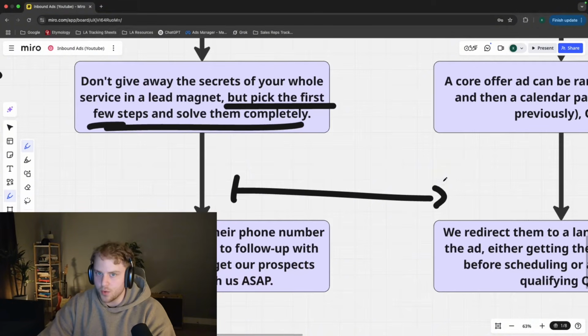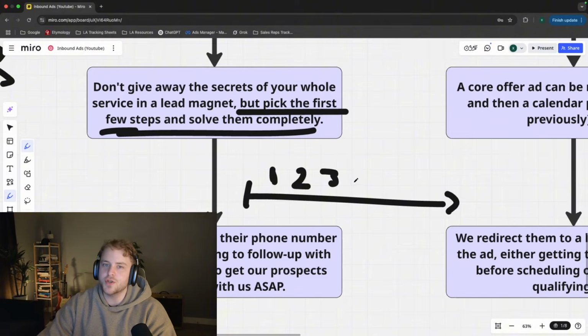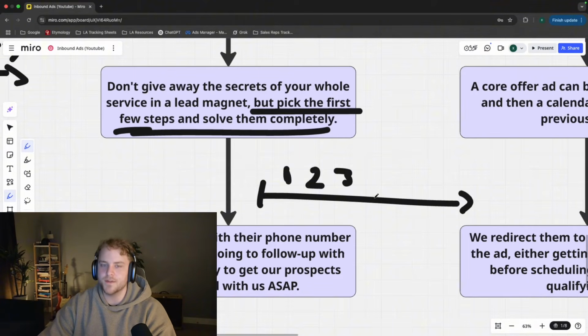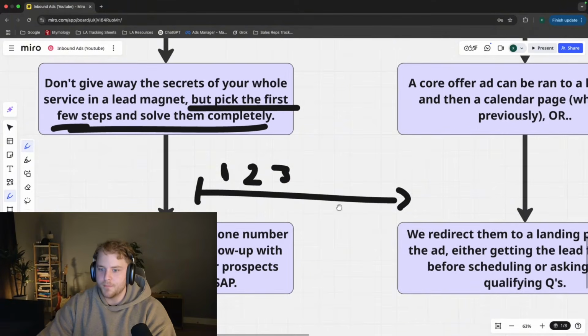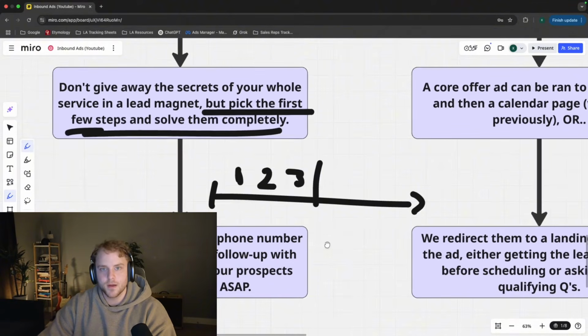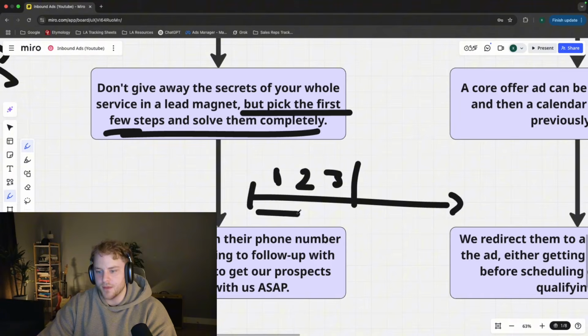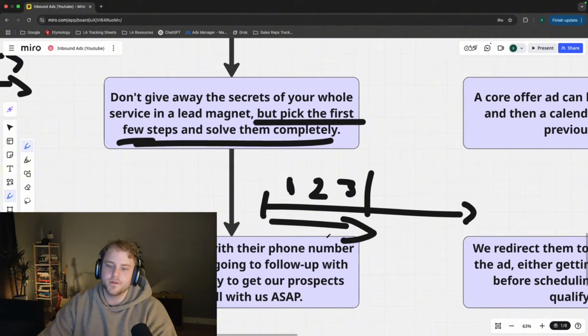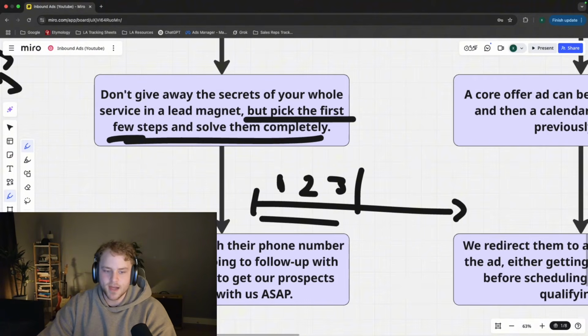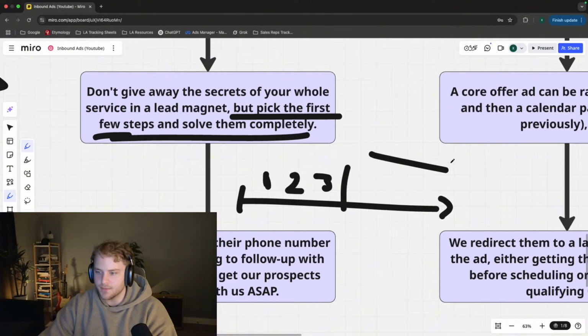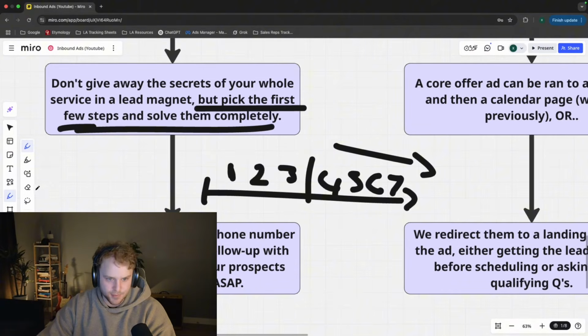As an example, if there are 7 steps to go from where they are right now to where they want to go, you can teach them the first step, the second step, and the third step. So you're going to introduce them to this specific solution that you're proposing, but you're going to cut it off right there. They get a lot of value from the first 3 steps of your lead magnet, and they're happy with it, but they're interested in what comes next in the 4th, 5th, 6th, and 7th step.